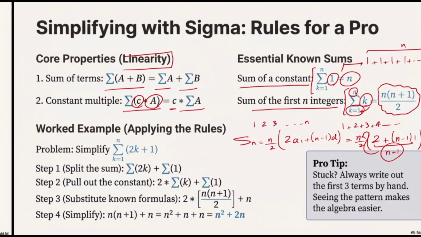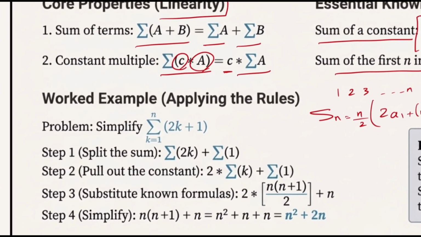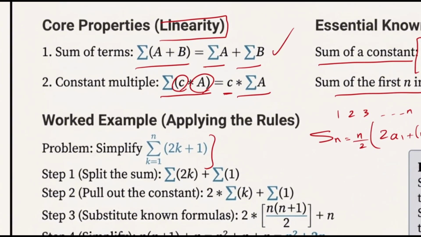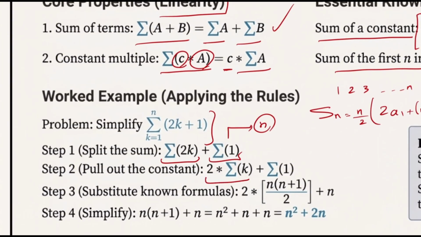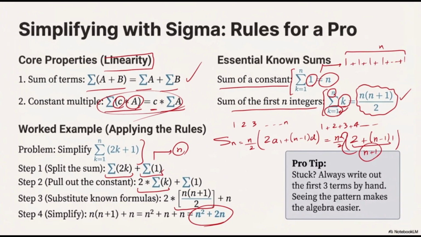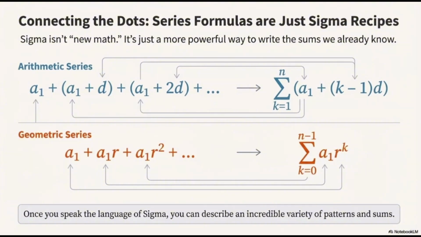So let's see an example. We would like to simplify the whole thing. How can we do that? As we just learned, we can write sigma of 2k plus sigma of 1. Sigma of 1 is going to be n, if you assume it starts from 1 to n. Sigma of 2k is going to be 2 times sigma of k, based on this rule. So sigma of k is going to be n times (n plus 1) divided by 2. If we simplify that, you would have something like this, as simple as that. This is the way that we are going to simplify everything.